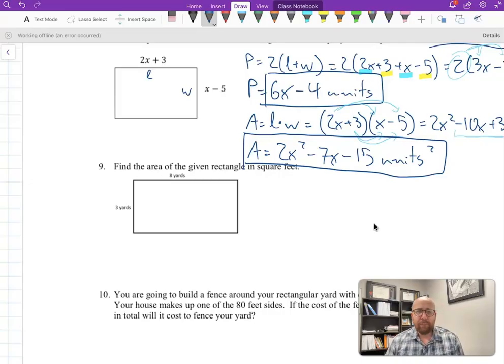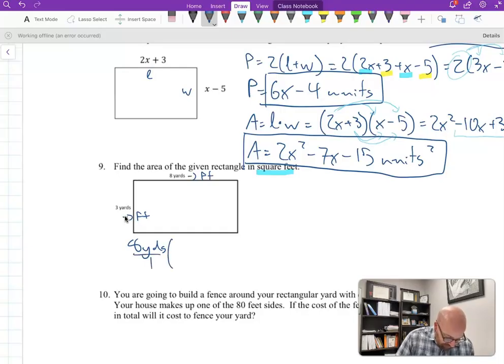Problem number 9. Find the area of the given rectangle in square feet. So, before you just go through and start multiplying, take a look at this rectangle. Its dimensions are in yards. So, what we need to do is take yards and convert it into feet in order to get going. Okay, so let's do a little bit of work. 8 yards.